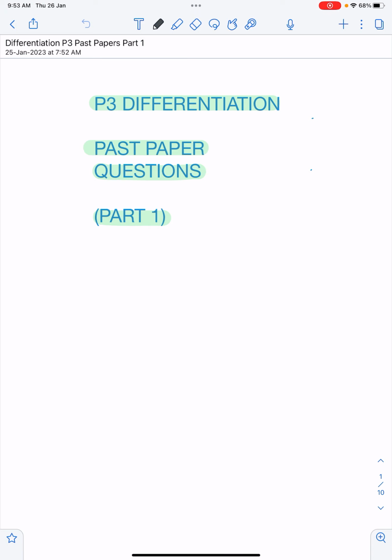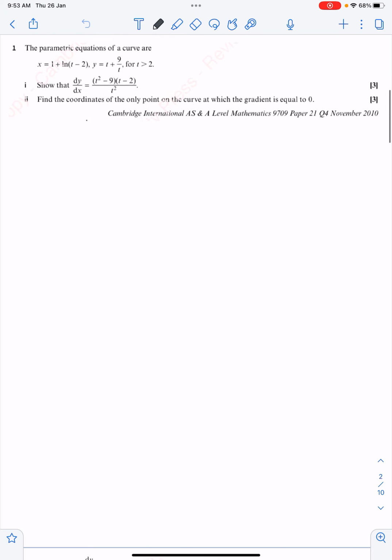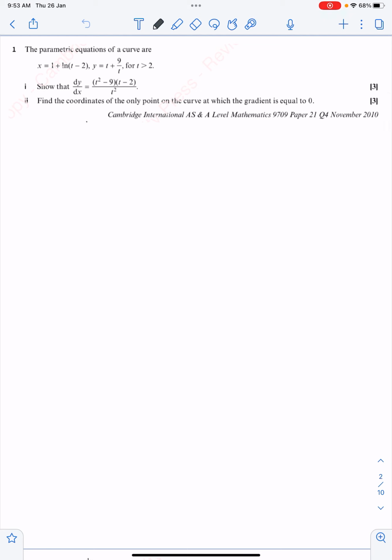Today we are doing the past paper questions of differentiation for the P3 course. Okay, the first question: the parametric equation of a curve are x equals 1 plus ln(t minus 2) and y equals t plus 9 upon t, for t greater than 2. Show that dy by dx equals this.